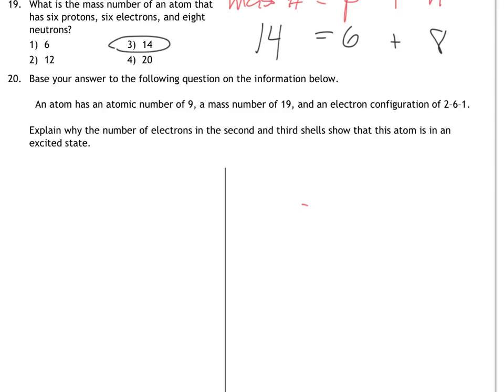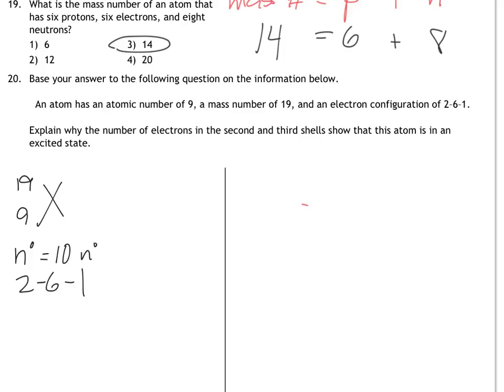Number 20. An atom has an atomic number of 9, a mass number of 19. Okay. I'm going to write in the symbol that I think. I'm just going to put an X because I don't know what element it is, but its mass number is 19 and its atomic number is 9. That means it has 10 neutrons. And it says it has an electron configuration of 2-6-1, so that helps out as well.